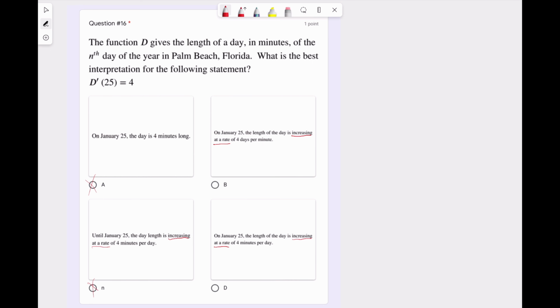So let's see. It's increasing at a rate of 4 days per minute. That doesn't make sense. 4 days per minute doesn't make sense. It would make sense if it's increasing at a rate of 4 minutes per day. So D is your answer.